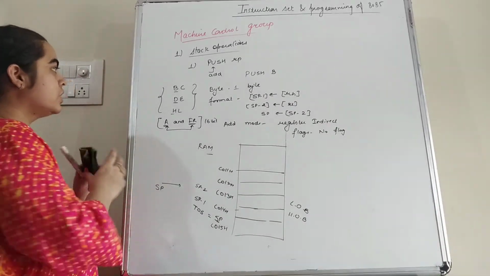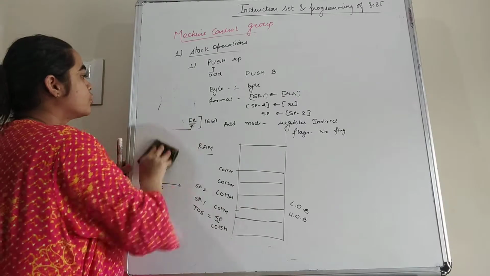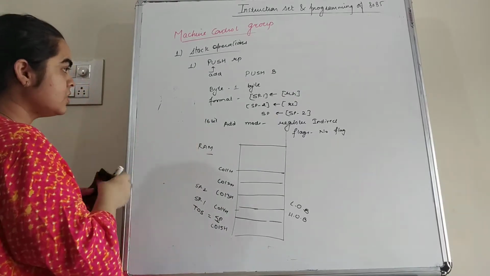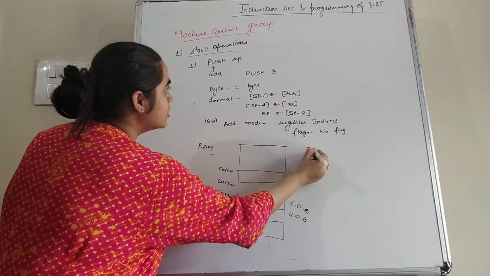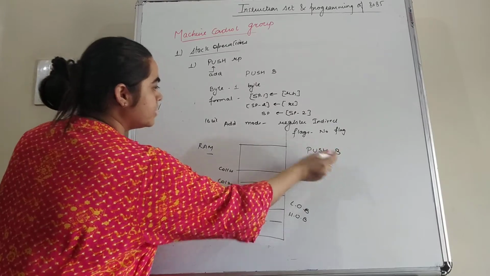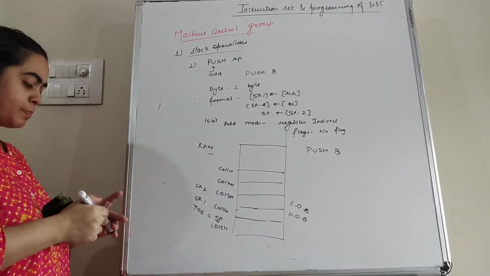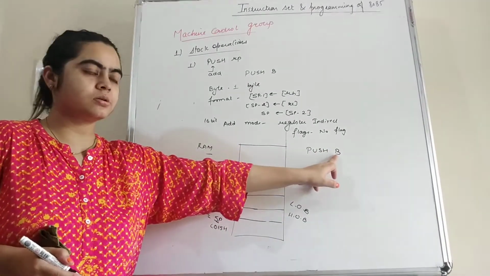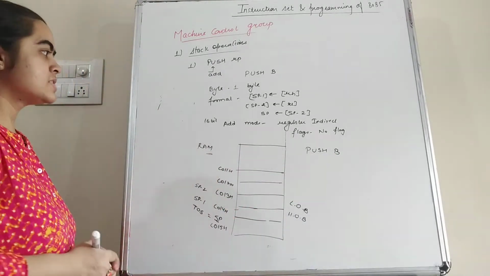Now students, we can see the example. For example, PUSH B. PUSH B means we push the contents of the register pair BC into the stack area.